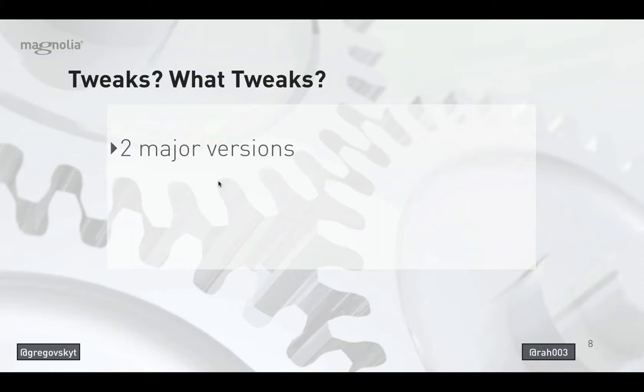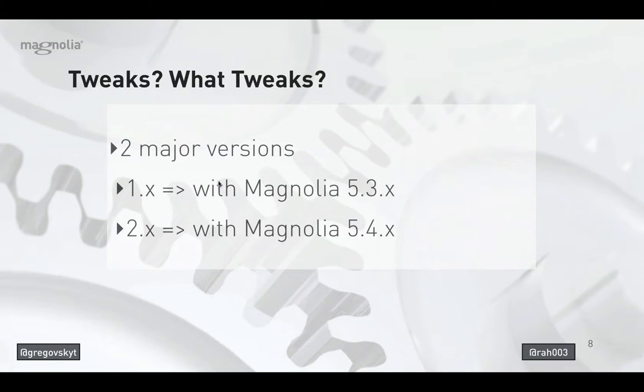And as Tomas said, right now we have about 30 of those different tweaks. There were about 9 releases with various bug fixes and added features. We now have also 2 major versions. One of them is for Magnolia 5.3, one of them is for Magnolia 5.4. And that's basically what we have.